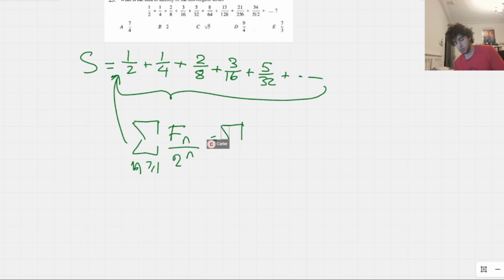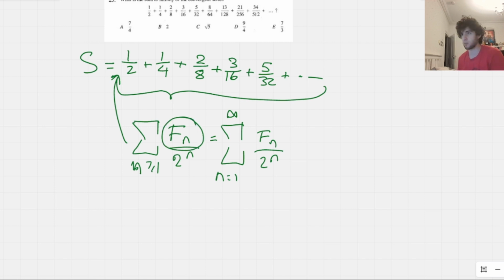So this is just the same as the sum from n equals 1 to infinity of f sub n over 2 to the n, okay? Now f sub n is the Fibonacci number. Fibonacci numbers are obtained by starting with 1 and 1, and then adding the previous 2 terms to get the next term. So if I add these 2 terms, I get 2, then I add these 2 terms to get 3. If you add the previous 2 terms from where you're currently at, you'll get the next term.